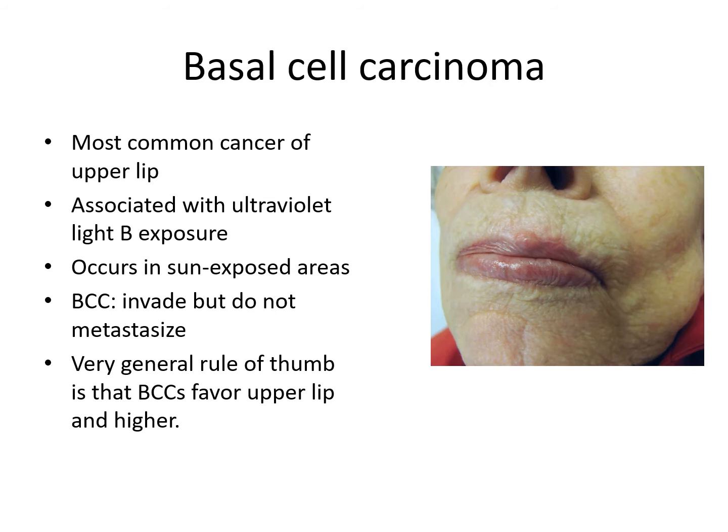Another lesion that is common in the oral cavity is basal cell carcinoma. It's the most common cancer of the upper lip. Remember, we talked about the squamous cell carcinoma affecting the lower lip. The basal cell carcinoma is associated with ultraviolet light exposure and occurs in sun-exposed areas. Another feature of basal cell carcinoma is it invades to the surrounding tissue, but it does not metastasize.